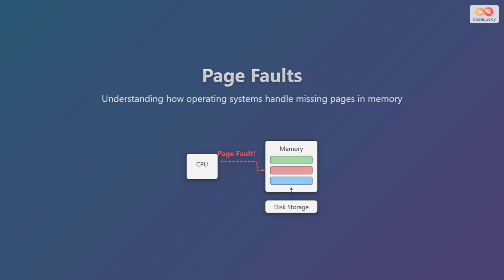Today, let's understand page faults. Page faults occur when a program tries to access a memory page that is not available in the main memory. This presentation will help you to understand how operating systems handle these missing pages.